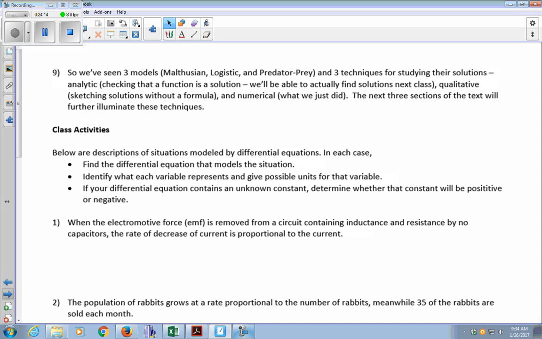So the next 3 sections of the text go further in depth into those 3 techniques. Next class, we're going to talk more about analytic solutions. All right, so that finishes up the lesson 2 lecture.